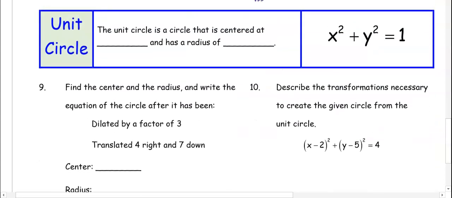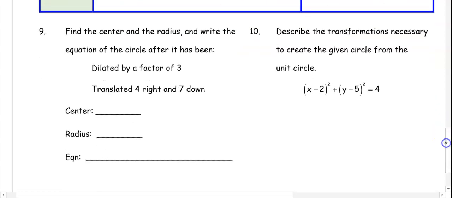So the unit circle is a circle that is centered at 0, 0 and has a radius of 1. So based on what's happening, we will move a circle left, right, up, or down, and we have a dilation based on how much the radius changes.